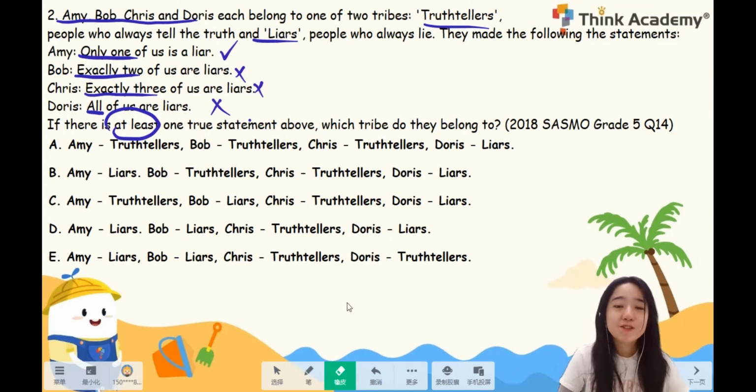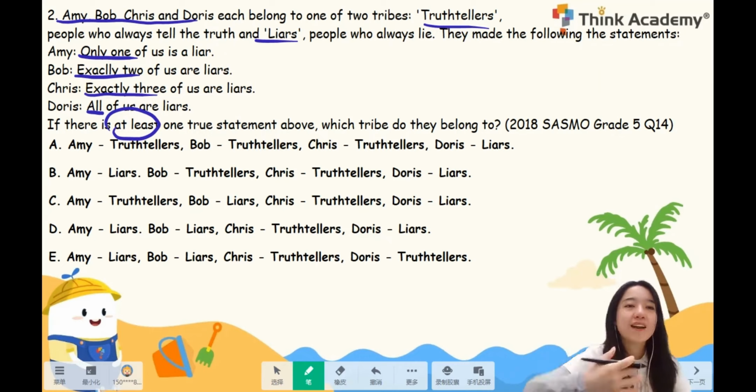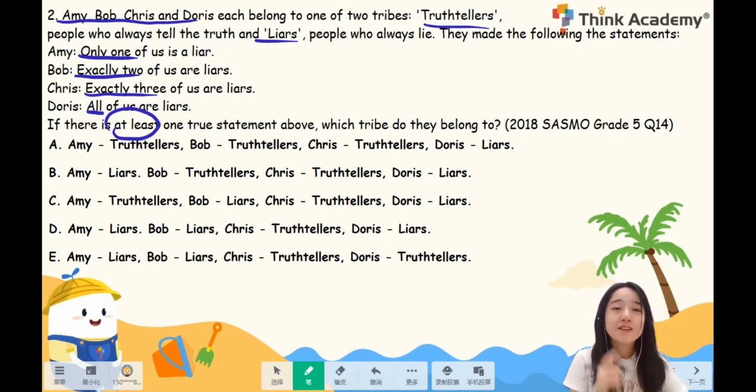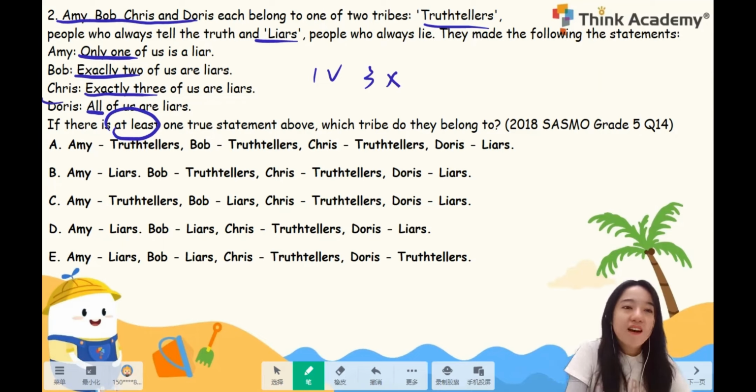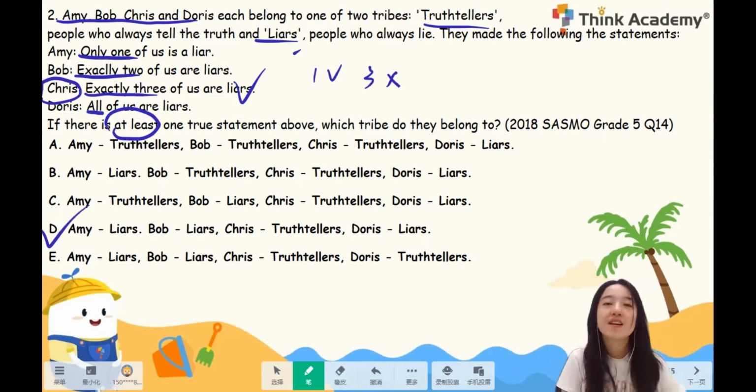So actually, this question is really special. All the 4 statements are contradictory to each other. As long as one is true, the other 3 are wrong. So in other words, there can only be one truth teller. If so, that means the other 3 must be liars. Only Chris can be the truth teller. That's how we get that the correct one is D at once.